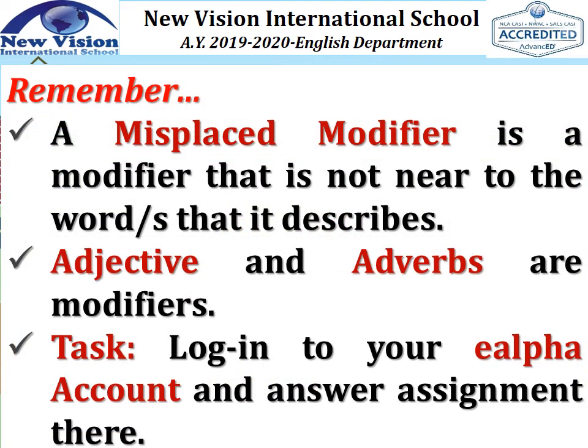Alright students, as a wrap up for this week's lesson on grammar, remember that a misplaced modifier is a modifier that is not near to the word or words that it describes, meaning it is placed incorrectly or in the wrong position. And adjectives and adverbs are modifiers. So, to correct the misplaced modifier, you have to make the modifier near to the word or words it describes.